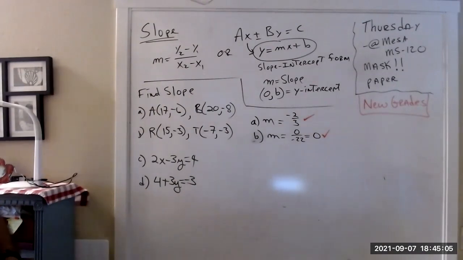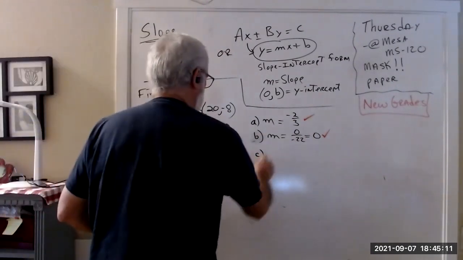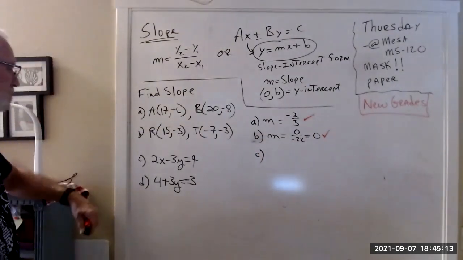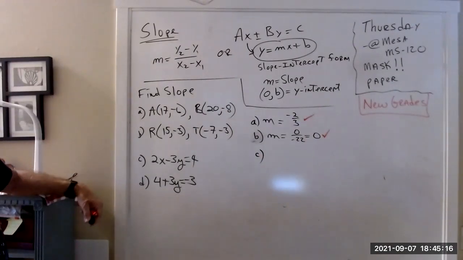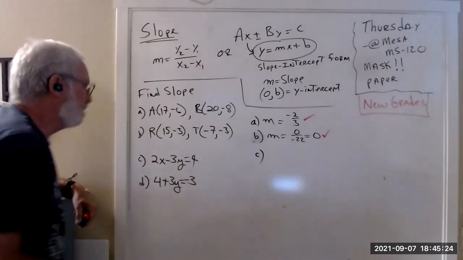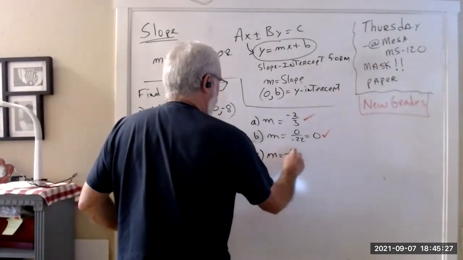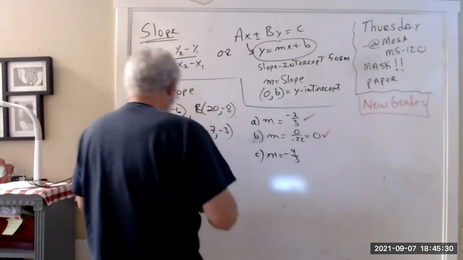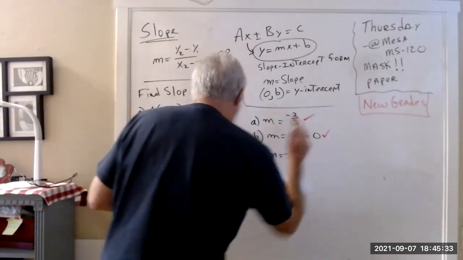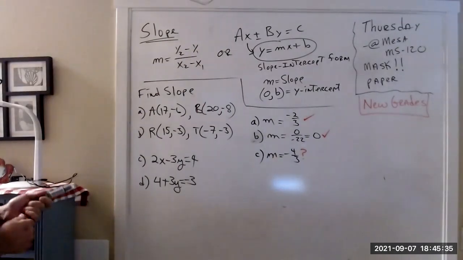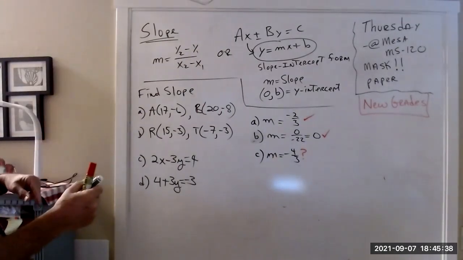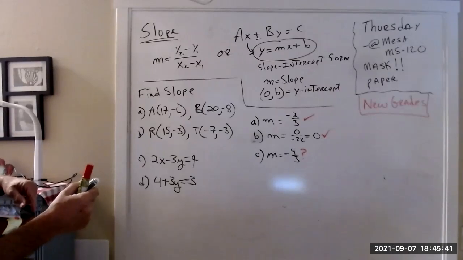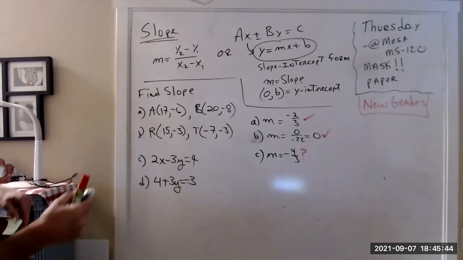What about C? Anybody different? Come on. I'm going to say C is negative 4/3. M equals negative 4/3. Again, I'm doing that one in my head and I didn't come up with that. Let me think about it. Anybody get anything different? I still keep getting a different answer in my head.